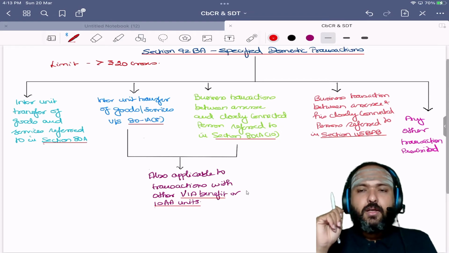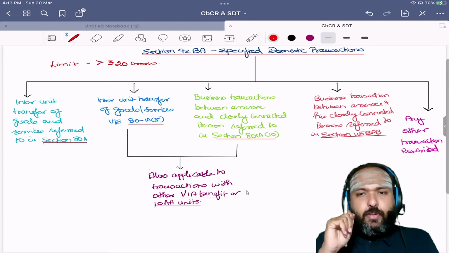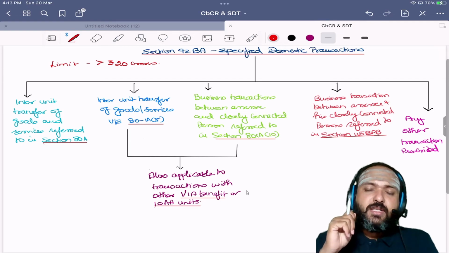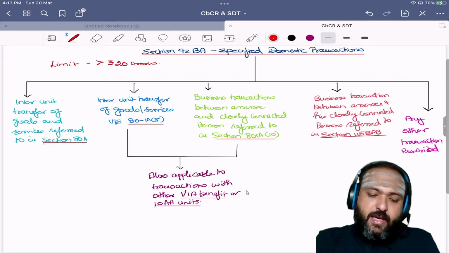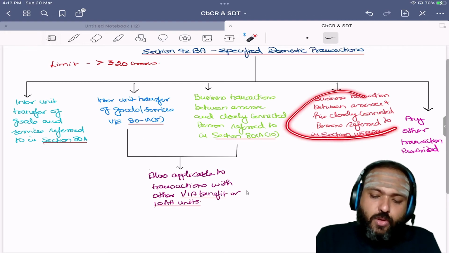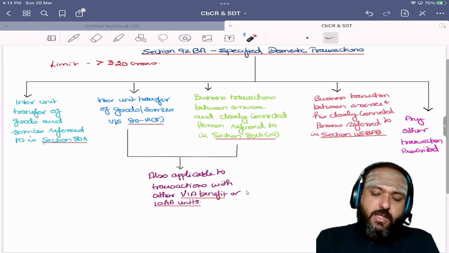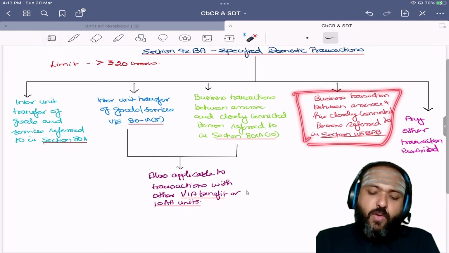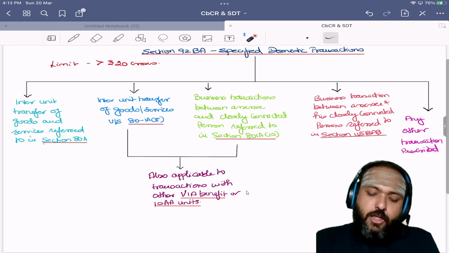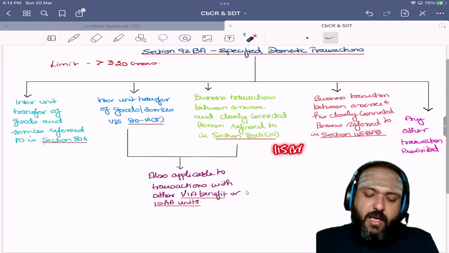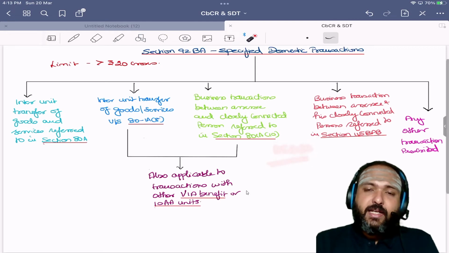Now, business transaction between assessee and his closely connected persons referred to under section 115BAB. This I will separately take you through when we do 115BAB. But what is the point that they are covering here? 115BAB refers to newly manufactured companies. This provision came into effect from 2019.